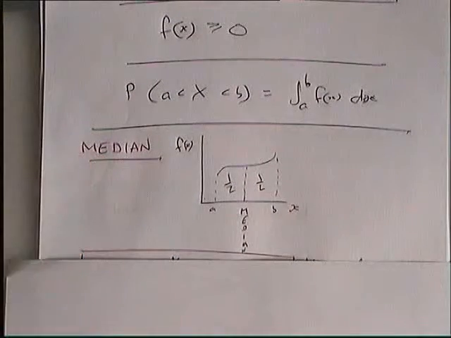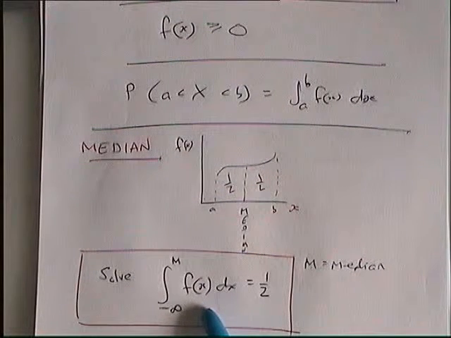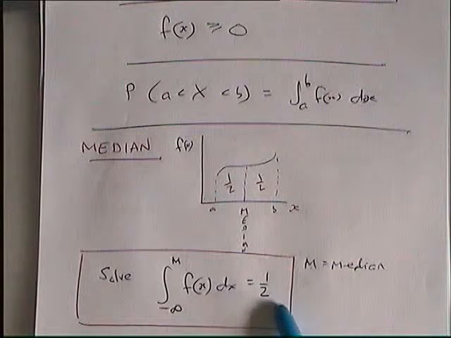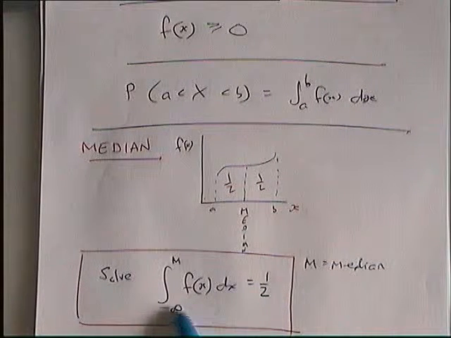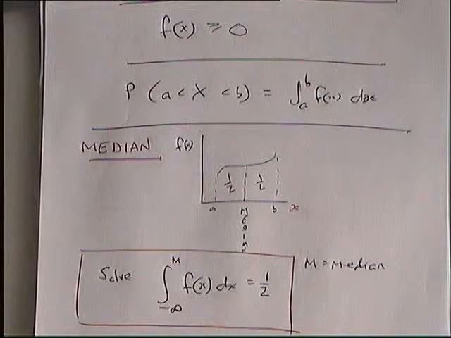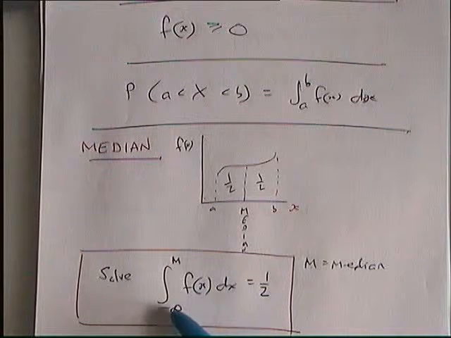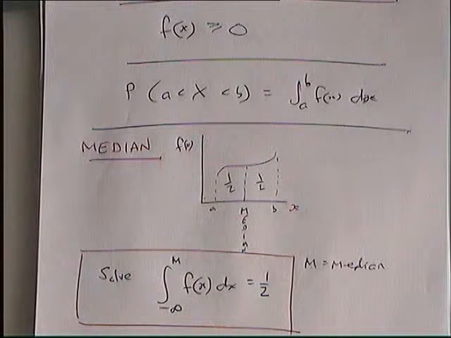So we said, how would we find that out? We'll be integrating our curve, our function, and we want the area to be equal to a half. And we start from our lower limit and go up to our median, which we don't know what that is. So we always have to solve this equation here. We integrate from our lower limit up to our unknown m of our function, and if the answer is a half, we solve that to find out what m is.